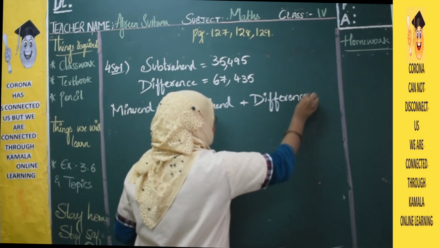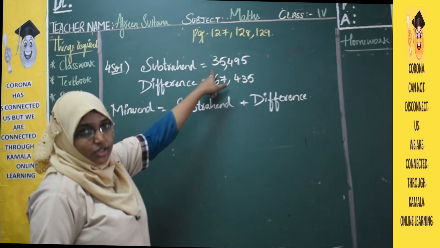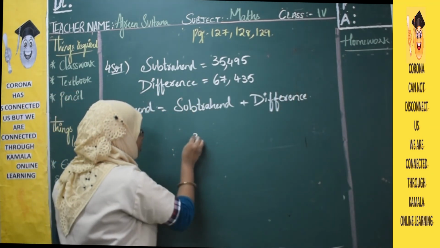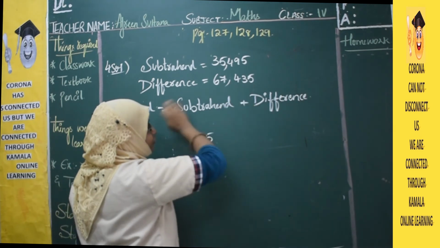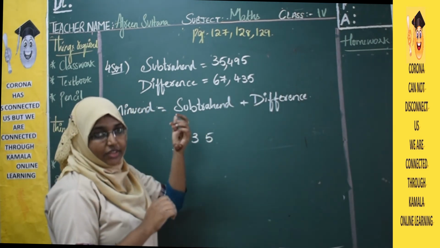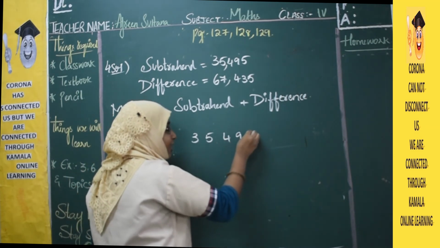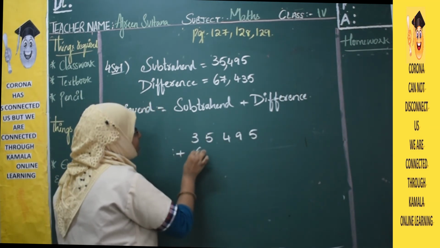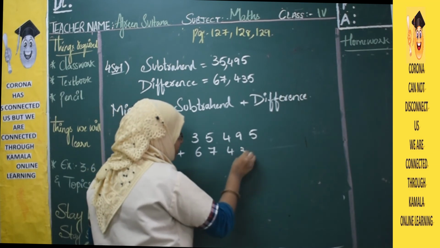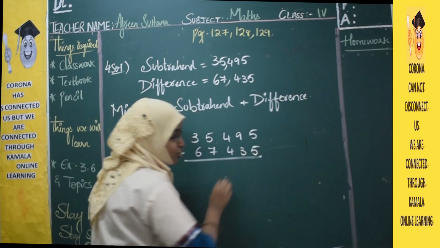Now what is the value of the subtrahend? That is 35,495. Let us write in column form. You can see it is a 5-digit number. Both have the highest place as 10,000. So 35,495 plus 67,435. Now let us add these two numbers.